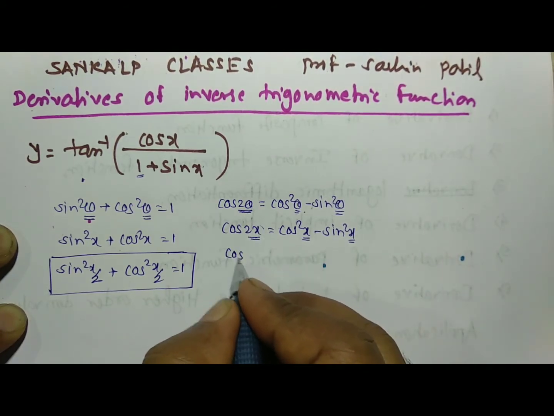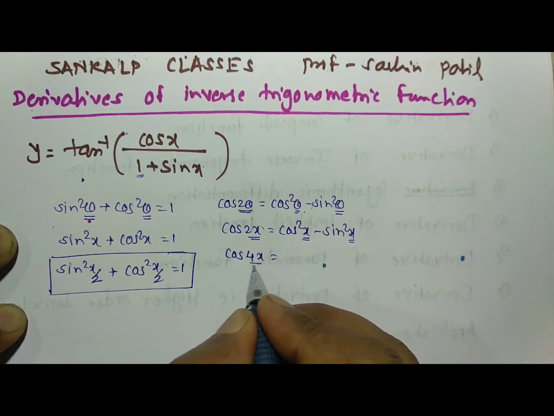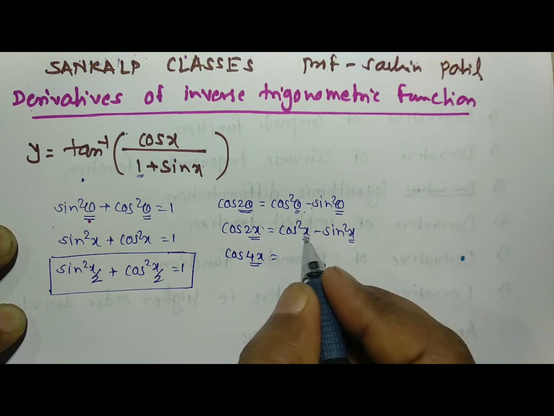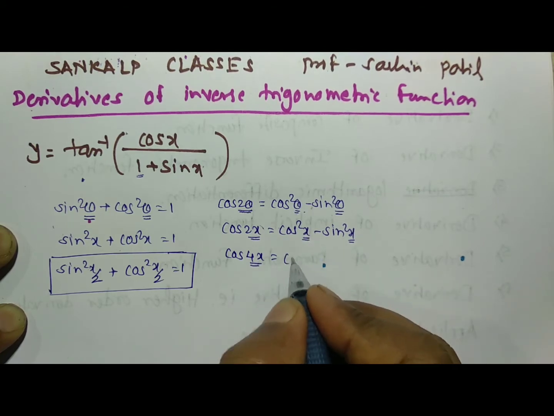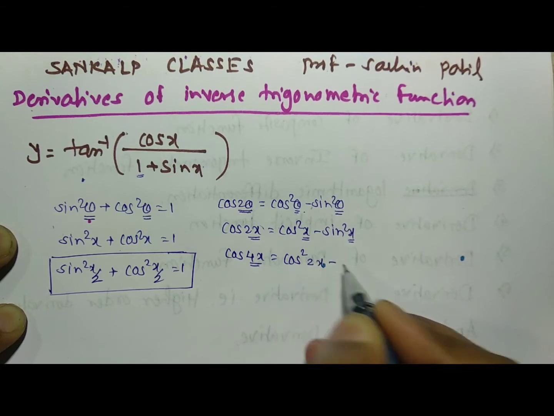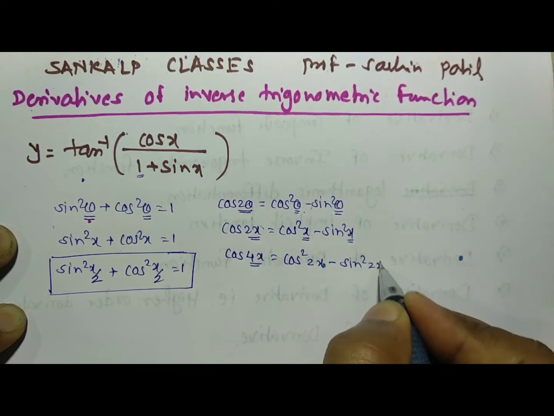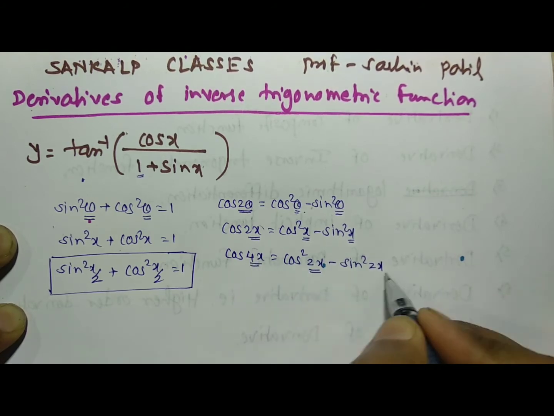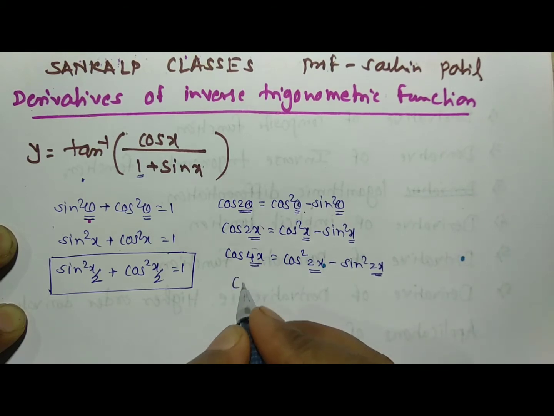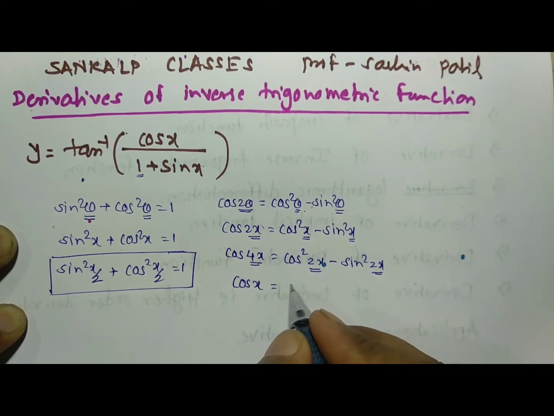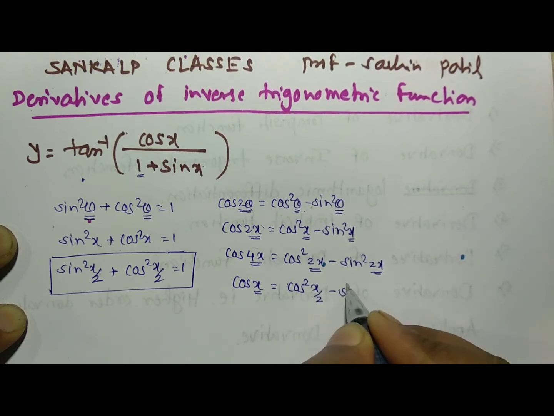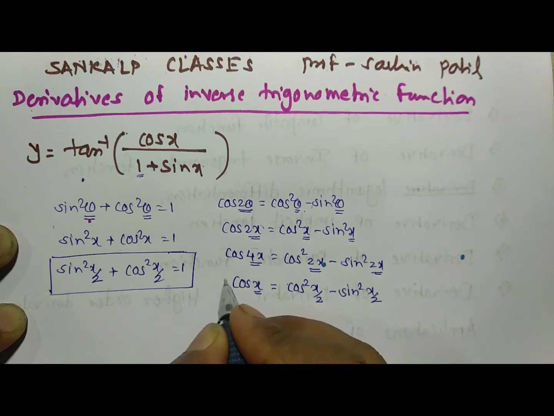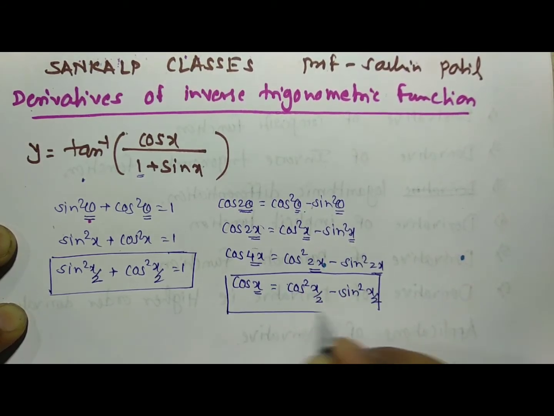Similarly, we can find the consideration of cos 4x. Then half of that quantity is placed inside the expression on the right hand side. Therefore you will get cos square 2x minus sine square 2x. That means half of the quantity of this 4x, that means 2x, is here. Similarly, you will get cos x, and at that time you will get half of that quantity, that means x divided by 2, in the right hand side expression: cos square x divided by 2 minus sine square x divided by 2, and this is another half angle formula.